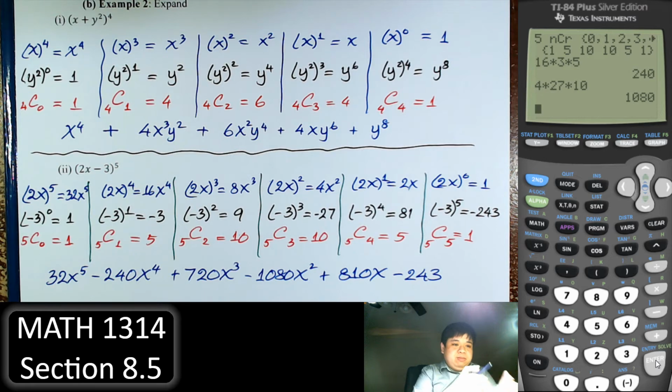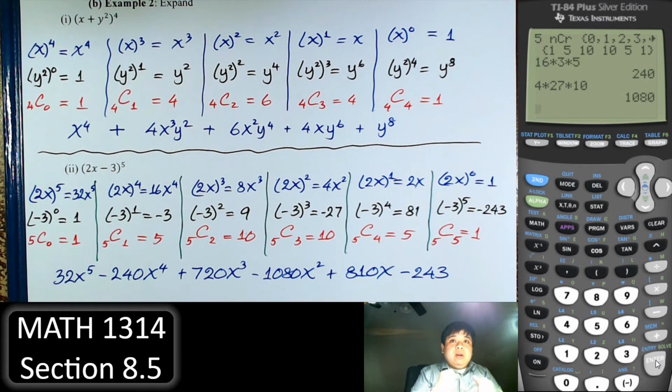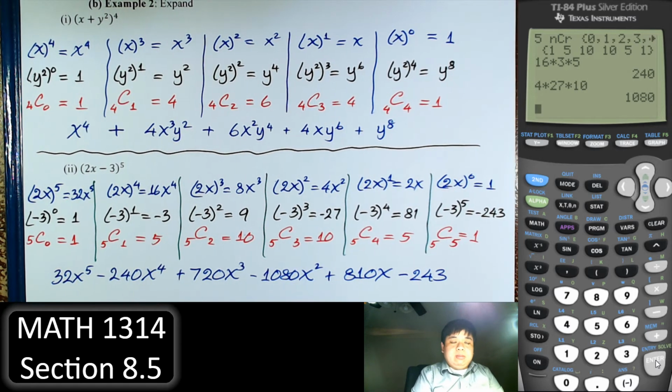The first term, the power is decreasing from n. The second term is the power increasing from 0 to n. And then the coefficient come from the combination. We can use Pascal triangle or we use the calculator. Alright, so that's nice and all.